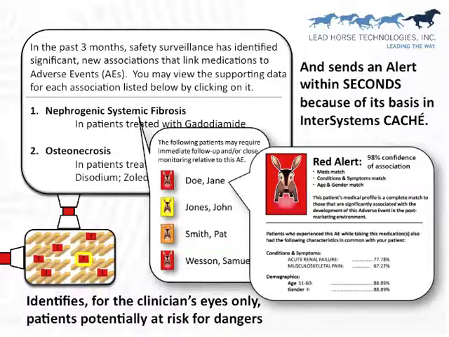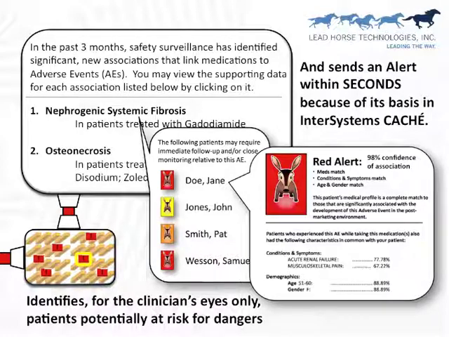Not only that, not only do her medications match those that are in this association rule, but her background conditions and symptoms match the medical profiles of those case reports supporting the discovery of this rule, as do her age and gender. And the kinds of information we can suggest as a warning to your healthcare professionals are like this. This patient's medical profile is a complete match to those that are significantly associated with the development of this adverse event in the post-marketing environment.